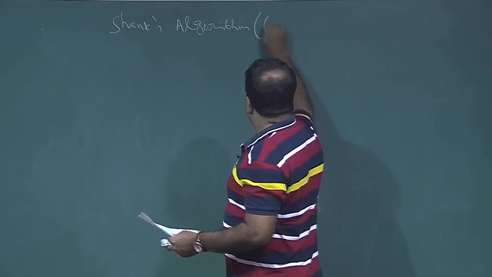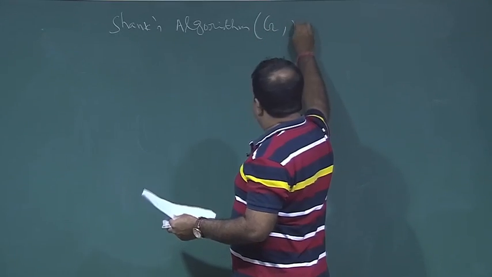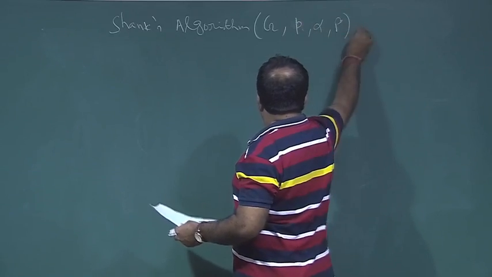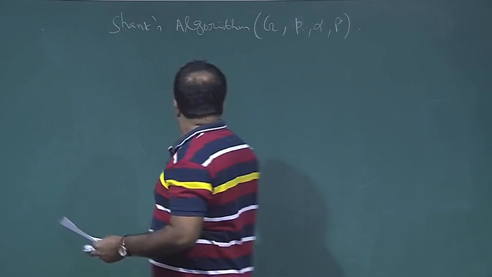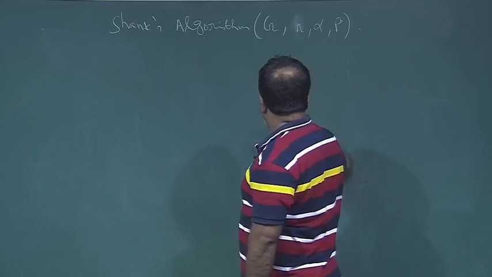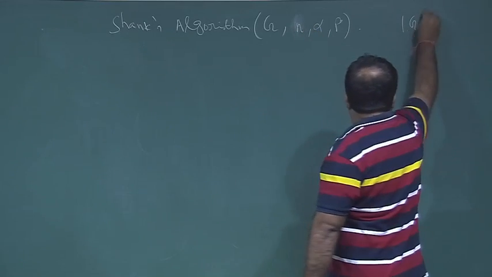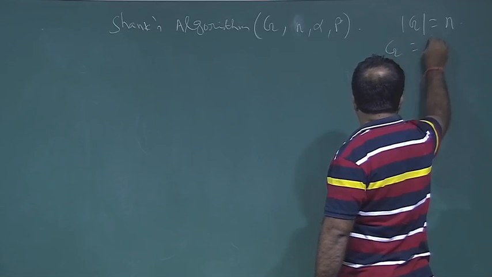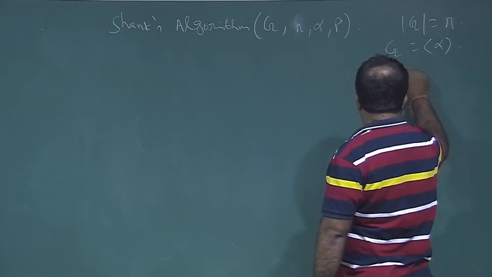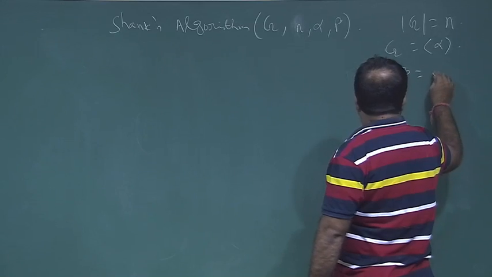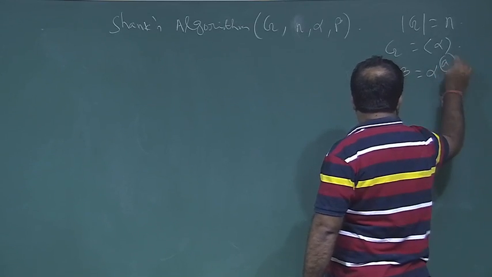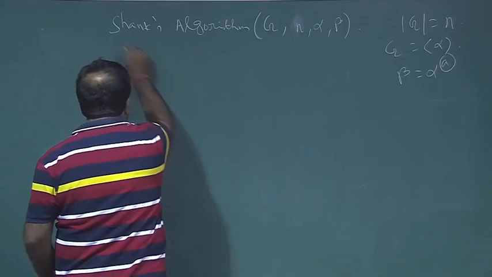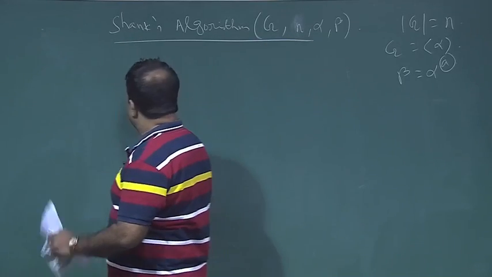This takes G, n, alpha, beta, where n is the order of the group. Alpha is the primitive element of the group, and beta is basically alpha to the power a, and we need to find this a. So, this is the problem. The algorithm works like this.